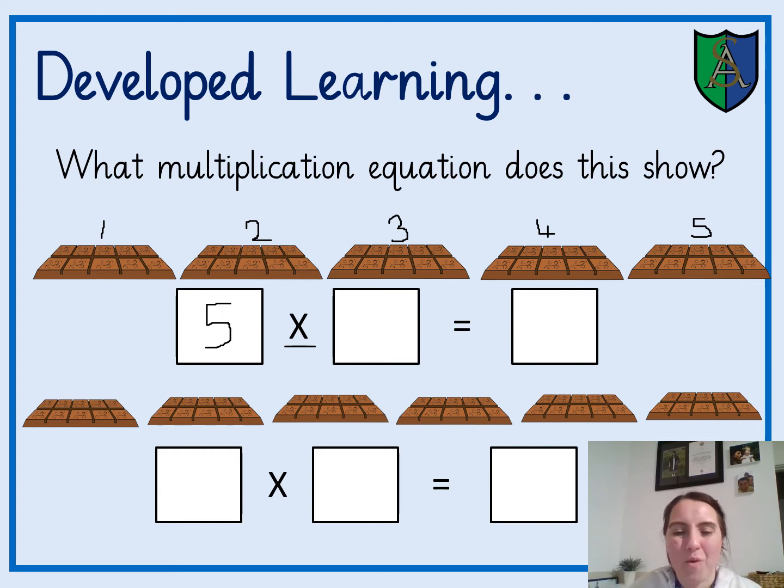10. Super, well done. So 5 groups of 10, or 5 multiplied by 10 is equal to, well, let's count in our tens. 10, 20, 30, 40, 50. Excellent. 5 tens is equal to 50.